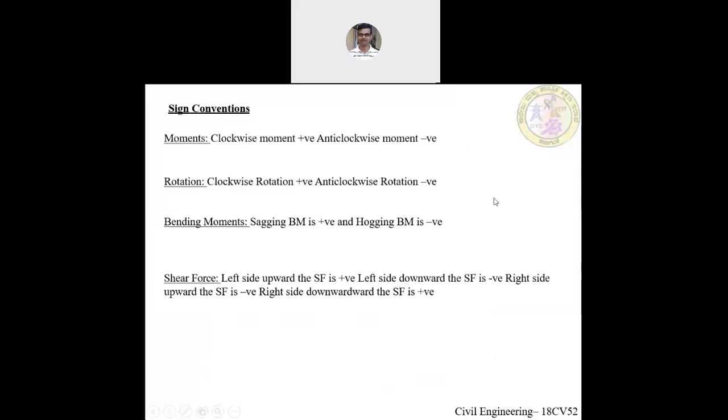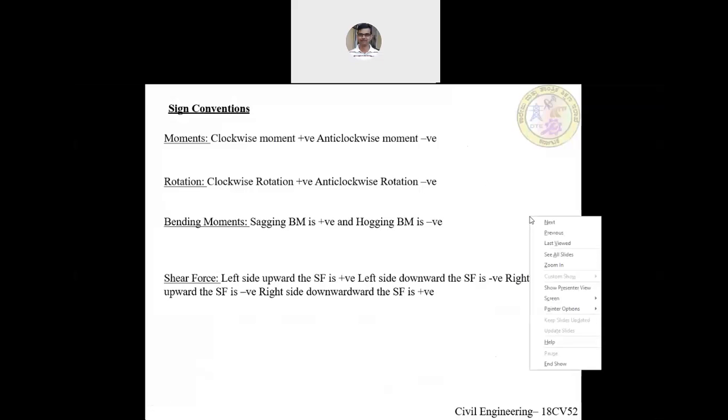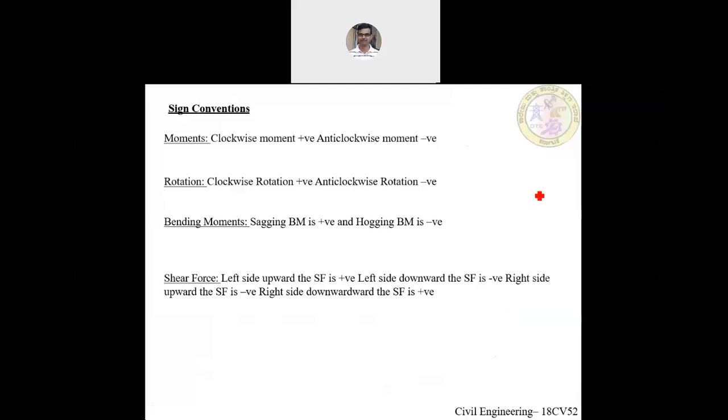We have some sign conventions before we start with the equations of the slope deflection method. Here the clockwise convention has been taken. The clockwise moment is positive and anti-clockwise moments are negative.